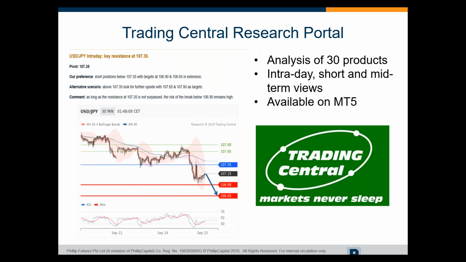As you can see, they have a dollar yen example here. This view is based on the 30-minute dollar yen chart, with Bollinger Bands and a moving average, then you have your RSI below. Their view for today is more intraday, that the currency is going to drop to a certain level, and where you can put your take profit or stop loss levels as well.